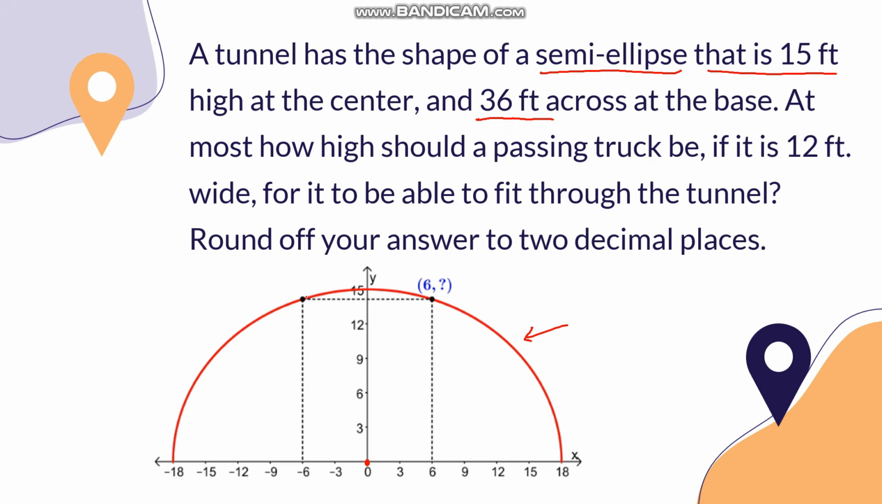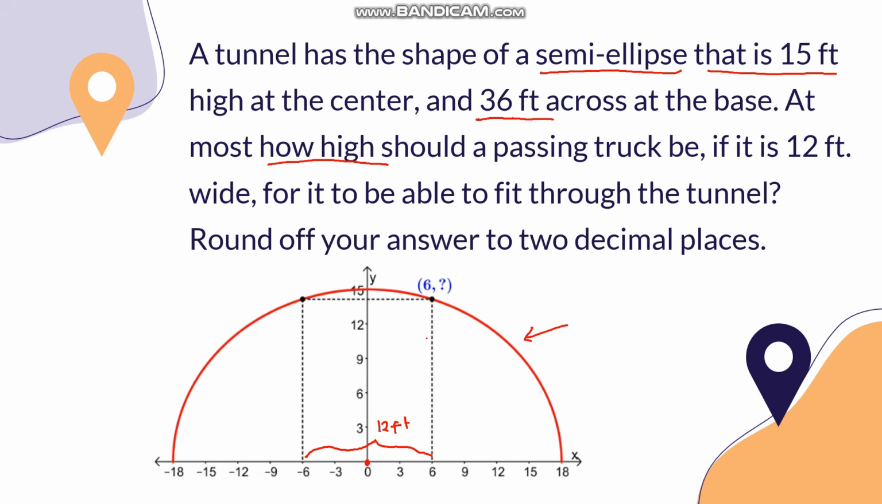So let's say this rectangle right here represents the truck, and its width is 12 feet. If we put it at the center, we'll divide it into 2. So this one is 6, the other one is also 6. So how high should the passing truck be?